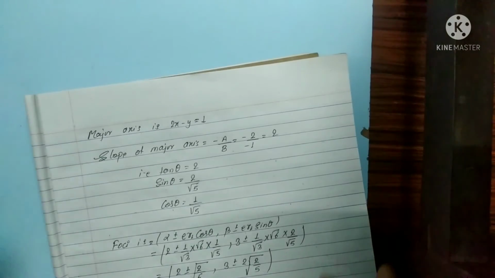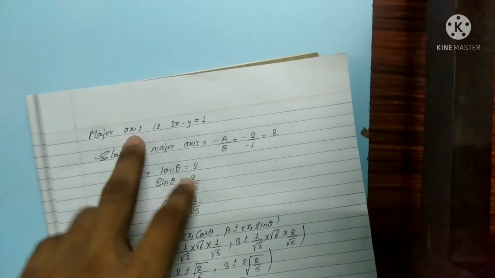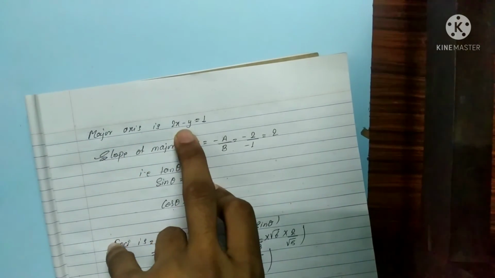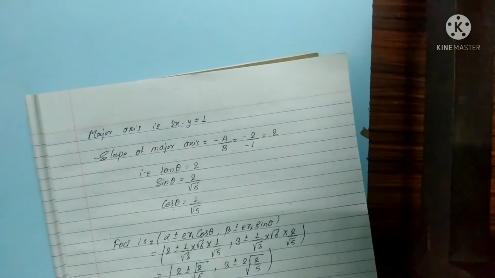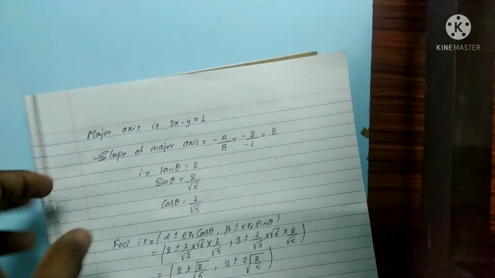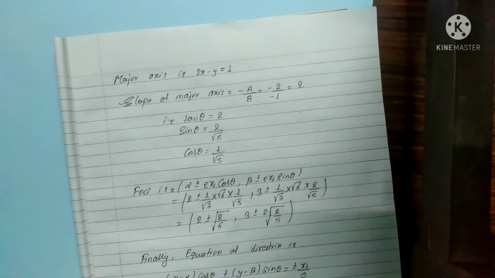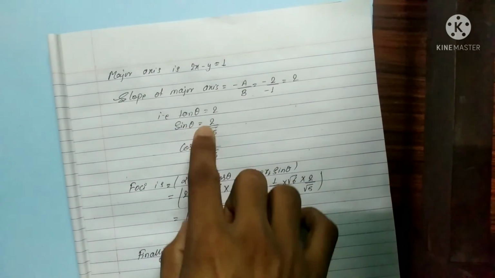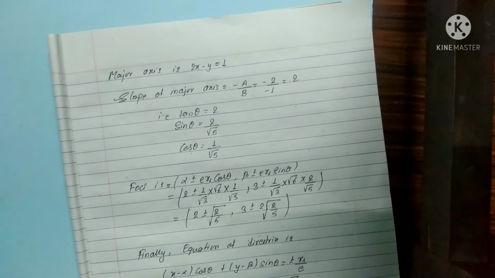Now we go to the major axis. Major axis equation having 2x minus y is equal to 1, and the slope of the major axis is equal to minus a by b, and a is 2 and b is equal to minus 1. So the slope of major axis is 2. Now tan theta is equal to 2. Using the Pythagoras formula we find the value of h, and so sin theta is equal to 2 by root 5 and cos theta is equal to 1 by root 5.